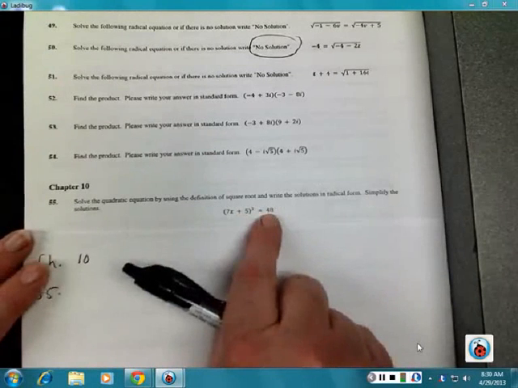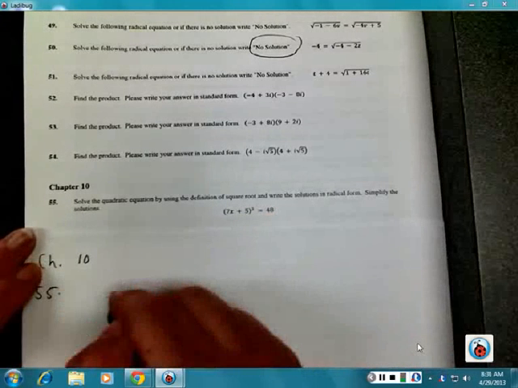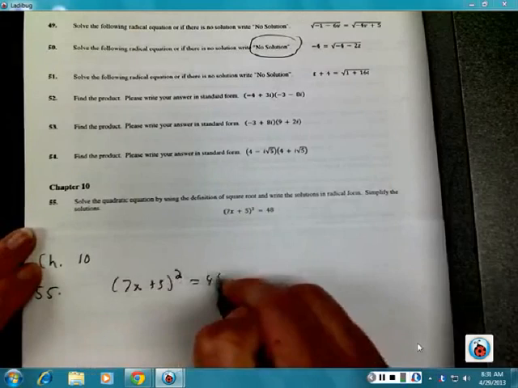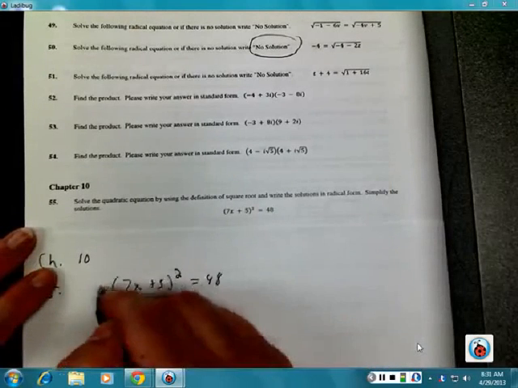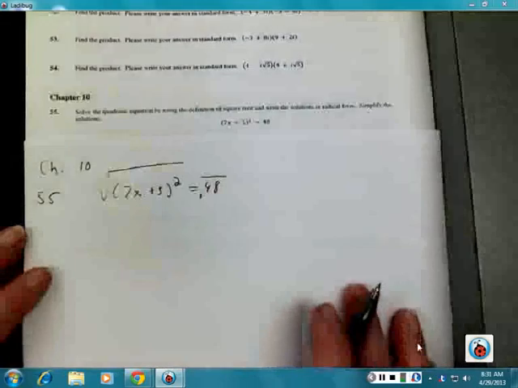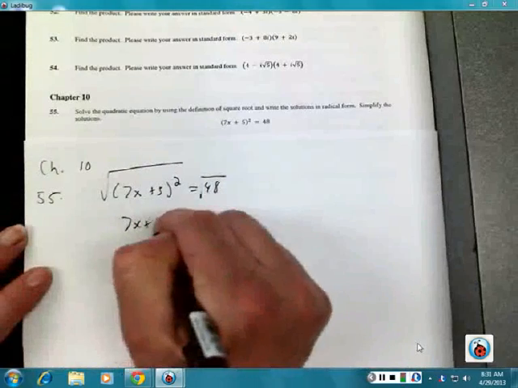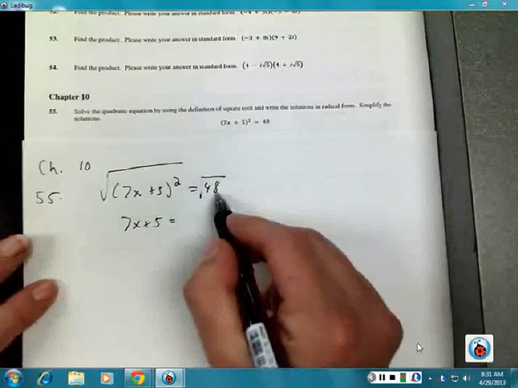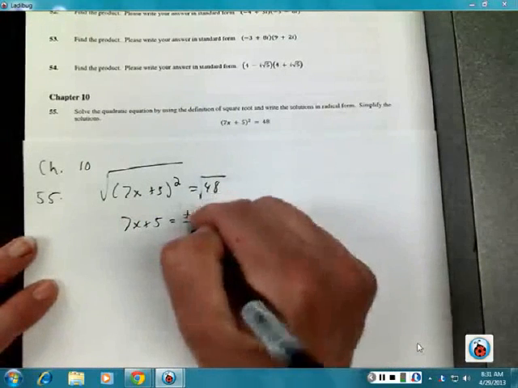have 48 over there. So my square root value is to take each side and take the square root of both sides. So that's what I'd have to do to get this thing solved. So I get 7x plus 5 on the left. And what does 48 break down to? And we need a plus or minus, because it could go either direction.